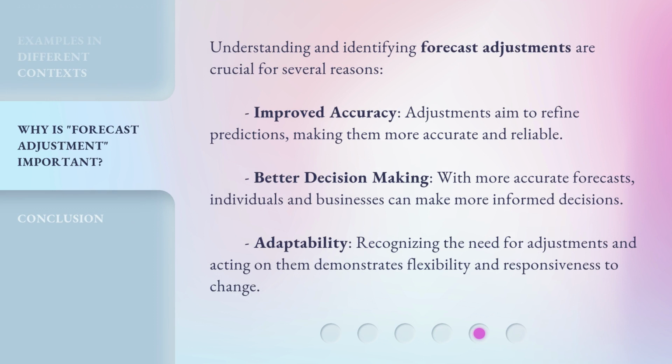Understanding and identifying forecast adjustments are crucial for several reasons. Improved accuracy: adjustments aim to refine predictions, making them more accurate and reliable. Better decision-making: with more accurate forecasts, individuals and businesses can make more informed decisions. Adaptability: recognizing the need for adjustments and acting on them demonstrates flexibility and responsiveness to change.